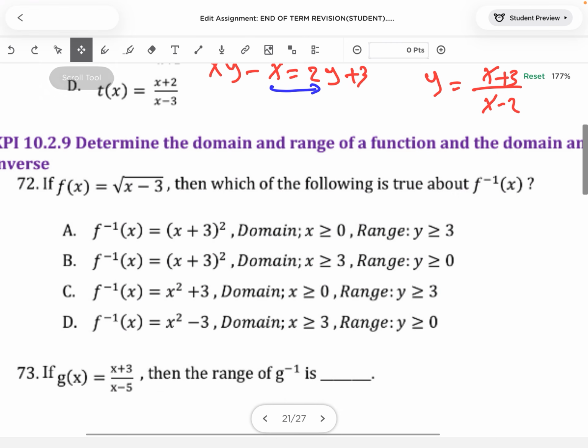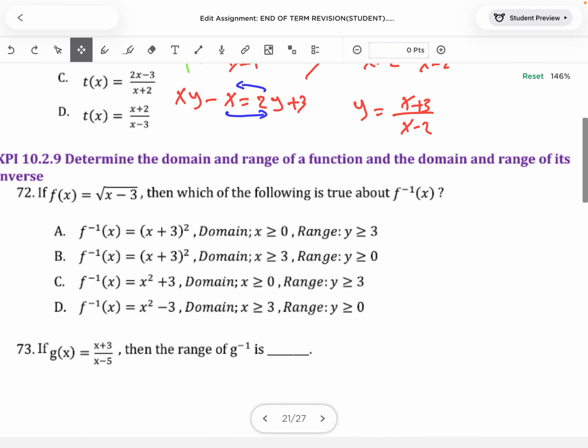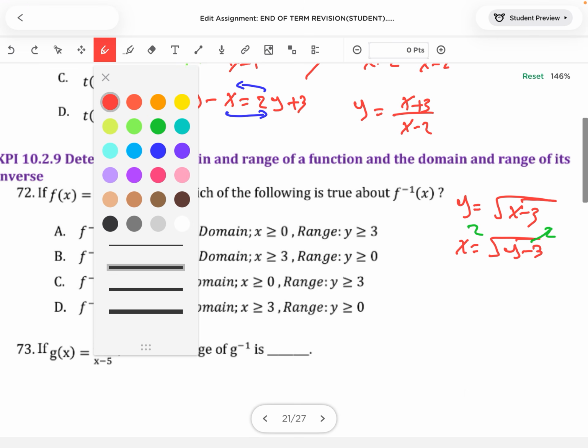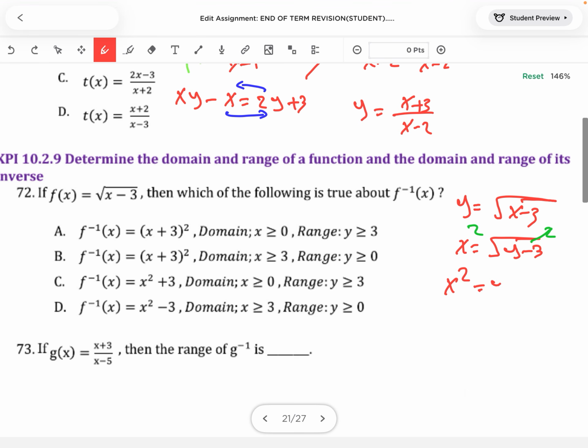Now the next one. Which of the following is true about f inverse? Let us find f inverse of this one first. y equals the square root of x minus 3. x equals the square root of y minus 3. I need y to be alone, so I have to put power 2 on both sides. So x squared equals y minus 3, send the 3 to the other side. x squared plus 3 equals y. Where's x squared plus 3? It is this one.